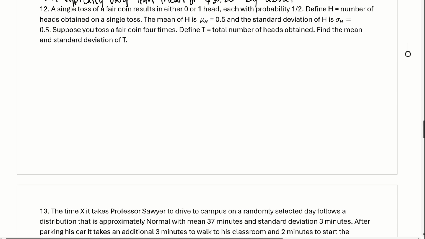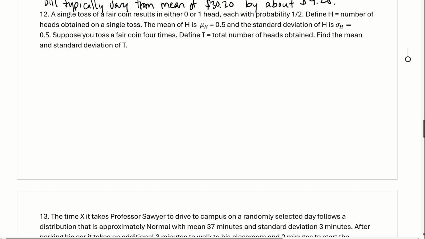Number 12. A single toss of a fair coin results in either 0 or 1 head, each with probability 1/2. Define h equals the number of heads obtained on a single toss. The mean of h, mu h, is 0.5, and the standard deviation, sigma h, is 0.5. Suppose you toss a fair coin 4 times. Define t equals the total number of heads obtained. Find the mean and standard deviation of t.